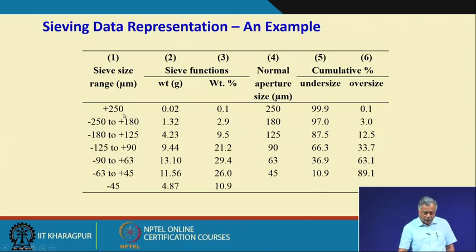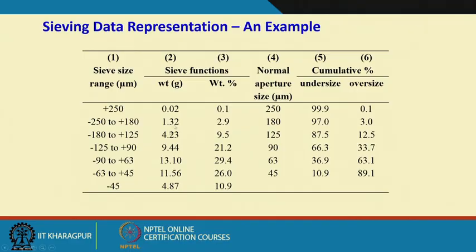Now I have discretized it: out of the total population, 0.02 gram of material retained on a sieve of 250 micrometer, 1.32 gram of material retained on 180 micrometer, that means they are finer than 250 micrometer, but coarser than 180 micrometer. Like that I have tabulated all this. Only this information you will be generating from a laboratory size analysis device, that is a sieve shaker. Now, how do I get all other information, that is your size distribution and related information?